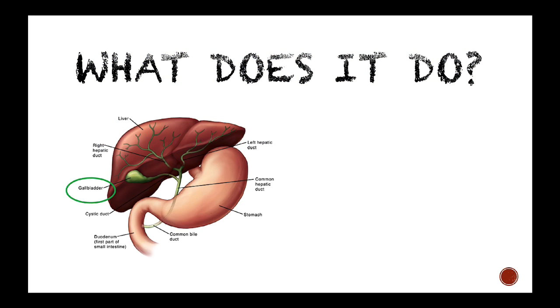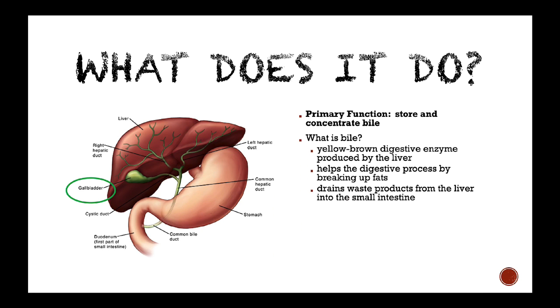What does the gallbladder do? Its primary function is to store and concentrate bile. What is bile, you may ask? It is a yellowish brown digestive fluid produced by the liver that breaks up fats, helps with the digestion process, and drains waste products from the liver. Remember, your liver is your main detoxifier, so a lot of toxins are flowing through your liver, gallbladder, and intestines.